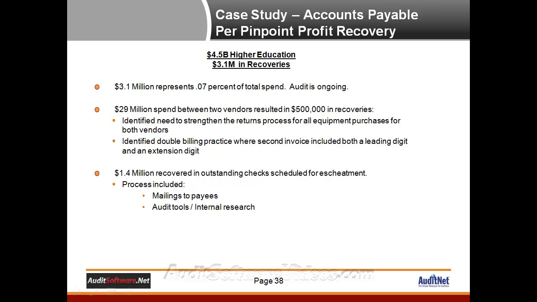Now with that said, $29 million related to just two vendors, and within that there was $500,000 of recovery. Why did that happen? Some of it was a double billing practice where they started kind of changing the second invoice, and maybe it was a mistake, maybe it wasn't. And then the other one is where there's a return process that might have been a bit out of whack.